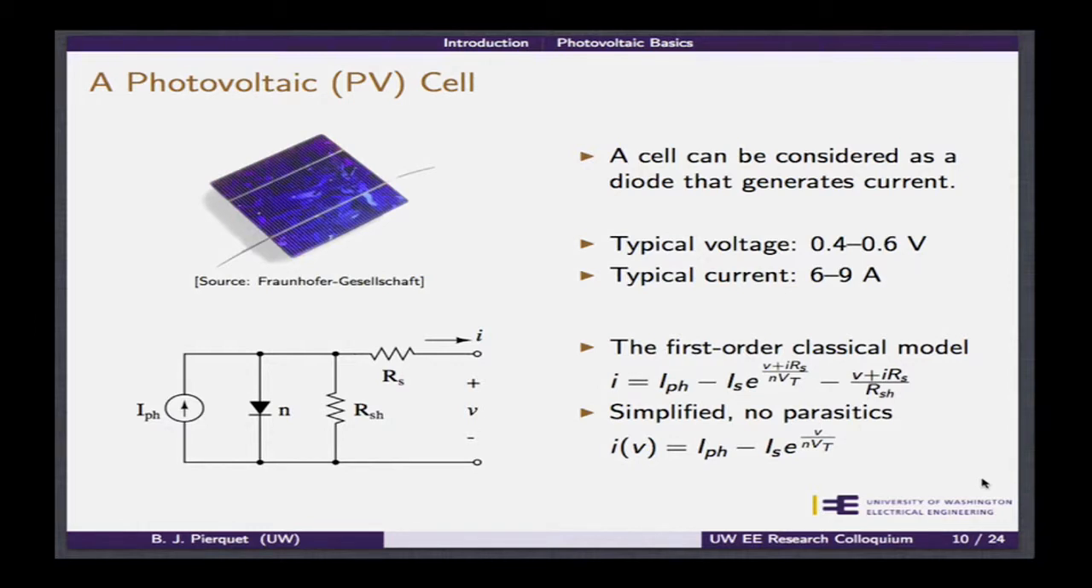And so if you go ahead and you actually write out this first order model, you end up with something that isn't explicitly solvable because the current depends upon the current itself. And so this is something you actually have to just do numerically in order to get the result. And so oftentimes we use the simplified version of it where we have no series resistance, and in this case also no shunt resistance. And that gives us a substantially easier equation to be dealing with.